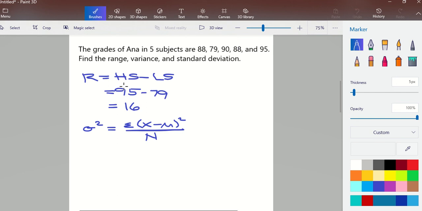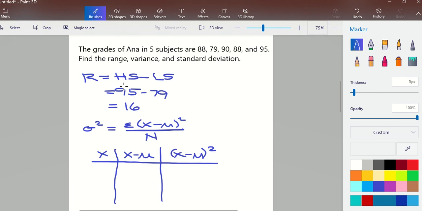a table. Okay, so first column is the x, then let's have the x minus mu, and then let's square that result, so x minus mu squared. Okay, please bear with my penmanship as I cannot properly use. I'm still practicing my pen.